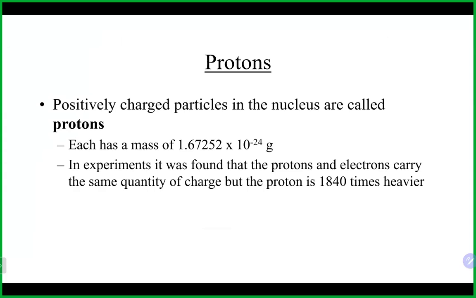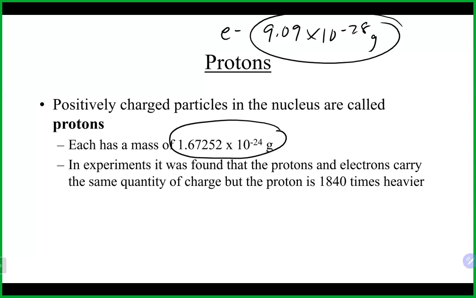So let's talk a little bit about protons. Protons, as we just talked about, are found in the nucleus. Each proton has a mass of 1.67 times 10 to the minus 24 grams. If you remember, the electron was 9.09 times 10 to the minus 28 grams. In comparison, a proton, being positively charged, is about 1,800 times heavier than an electron.